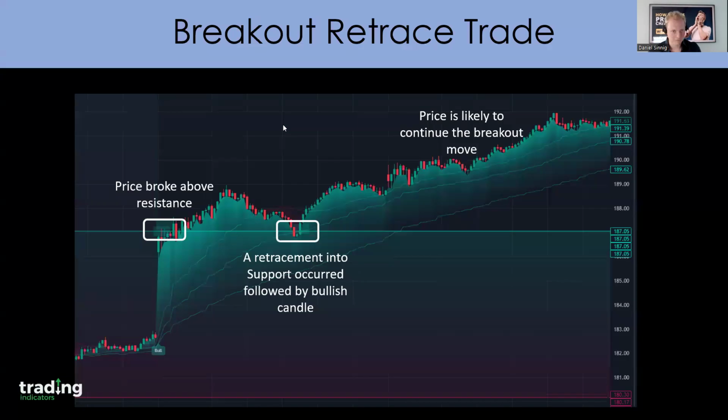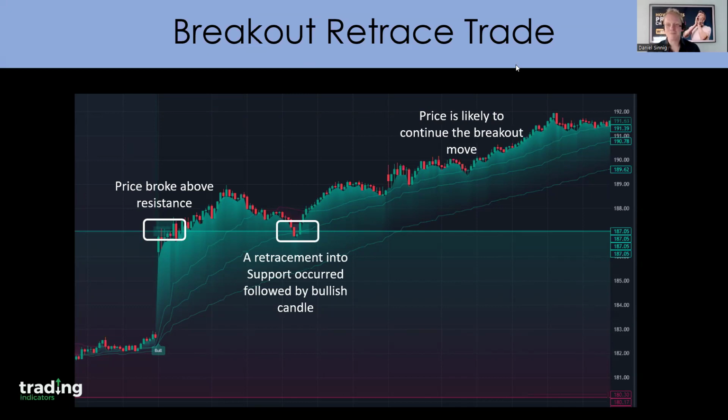Or another example, actually, this is my personal favorite because I see this over and over again. We do have a broken level. So price breaks above resistance here and initially moves up, then pulls back. And where does it pull back to? To the broken level before it continues in the original direction of the break. We call this the breakout retrace trade.